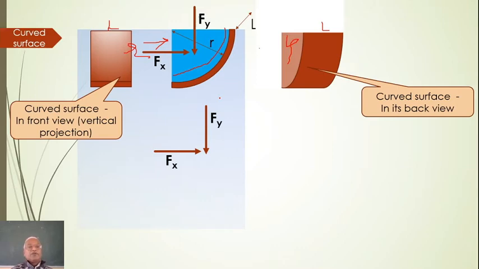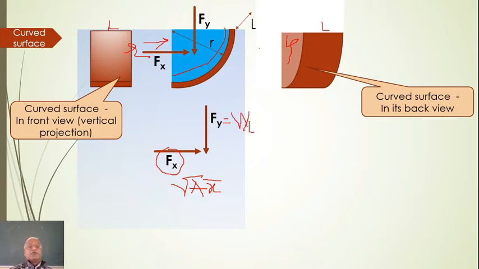Now Fx and Fy you have to calculate. Fx on the area L into R, you know the usual formula for this as gamma A x bar. Fy is nothing but the weight of the liquid above, right? So the horizontal part is simple, it is gamma A x bar or gamma A h bar. This is nothing but weight.